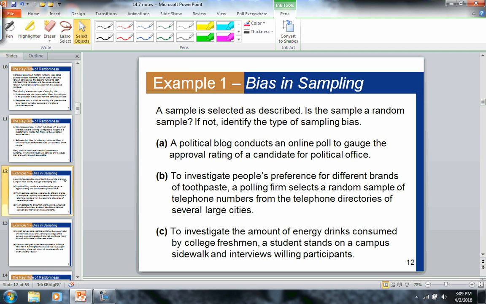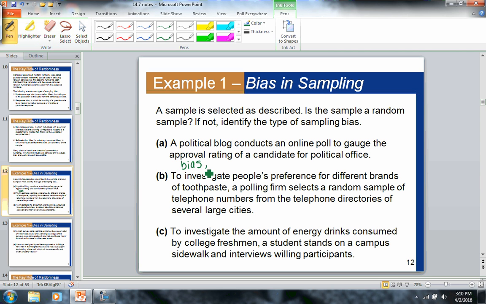So let's take a look at example 1 here and see if we can identify the different types of bias. And we have 5 parts to this example. So for example 1, part A here says a political blog conducts an online poll to gauge the approval rating of a candidate for political office. So we have to determine if the sample is random. And if not, identify the type of bias. So this one is actually going to have bias. It's not going to be random.